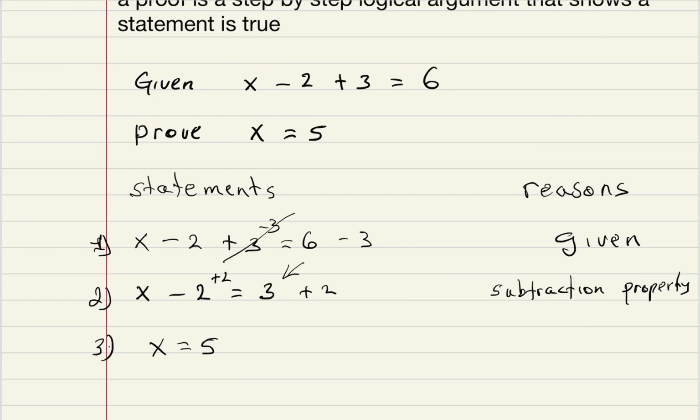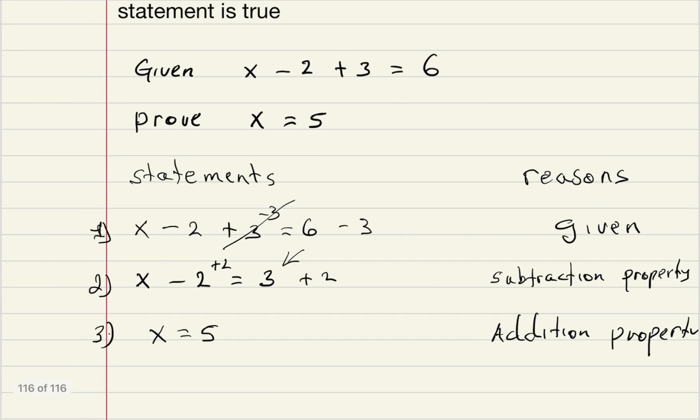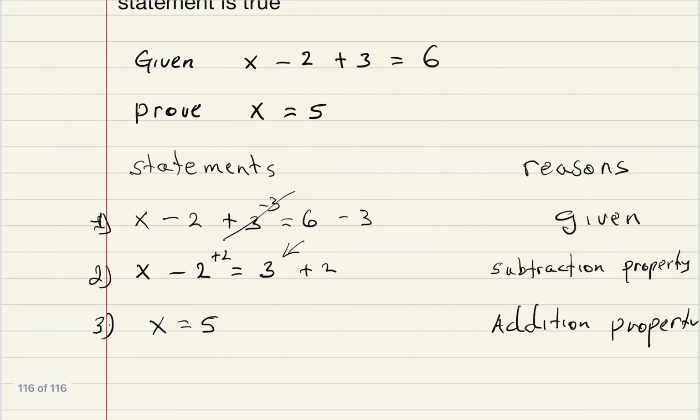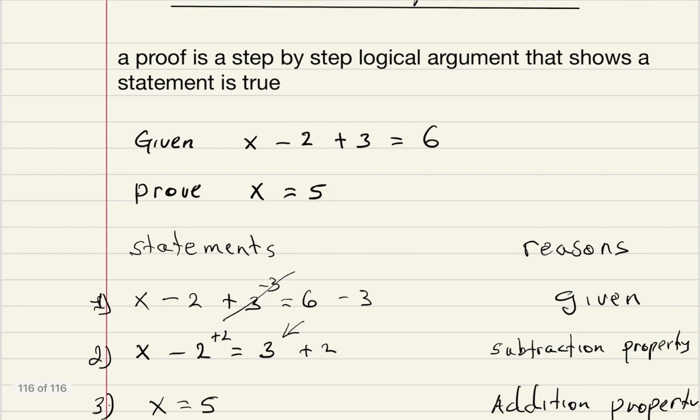So now you can see that we went through all these steps, these logical steps, and we arrived at x equals 5, which is what we wanted to prove. So on the right side, remember, we're going to write the reason how we got that. It was the addition property. Okay, so you can see we went through all these steps. We used a two-column proof to explain how we arrived at, or proved, that x is equal to 5 given that equation or statement. So that's what a proof is.